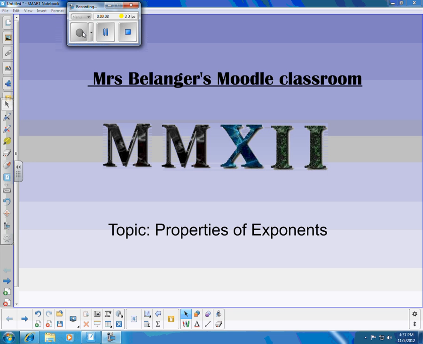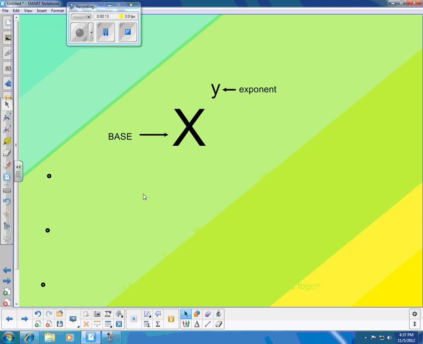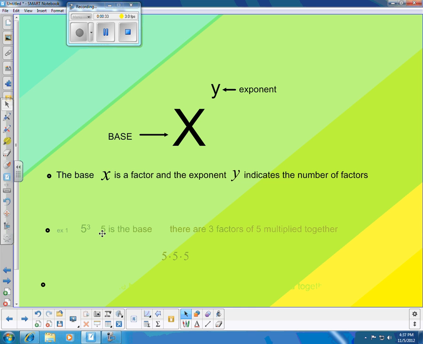Today we'll be talking about the properties of exponents. This is a power. A power has a base and an exponent. The base x is a factor and the exponent y indicates the number of factors. For example, 5 raised to the power of 3: 5 is the base, and there are 3 factors of 5 multiplied together.